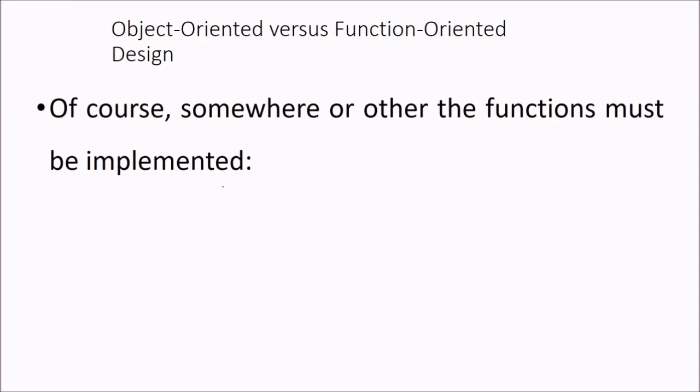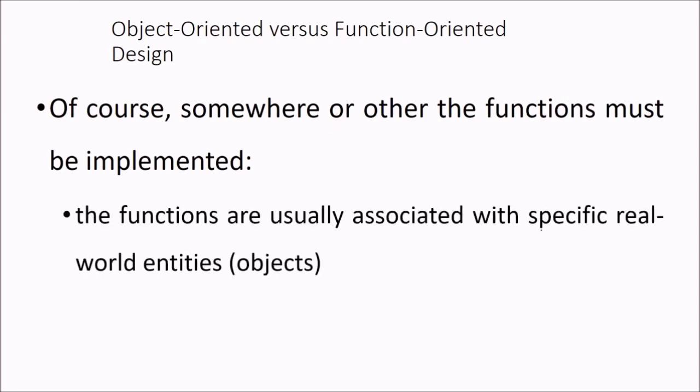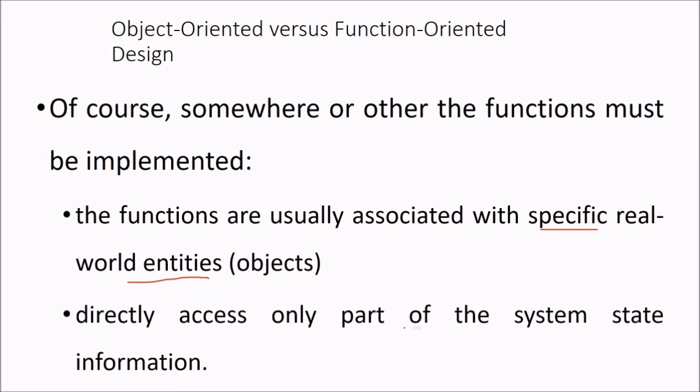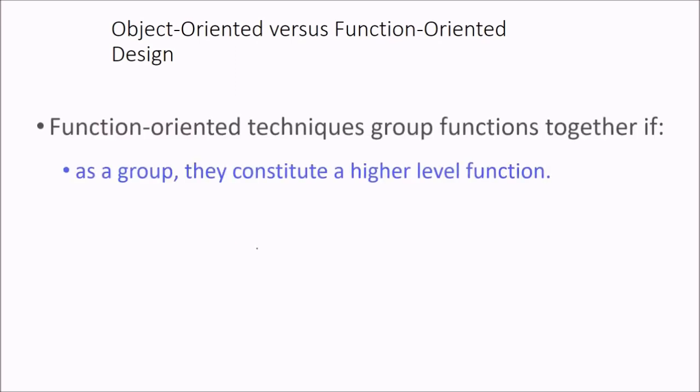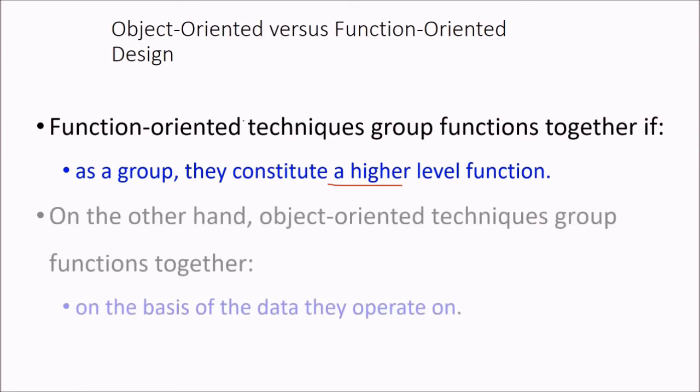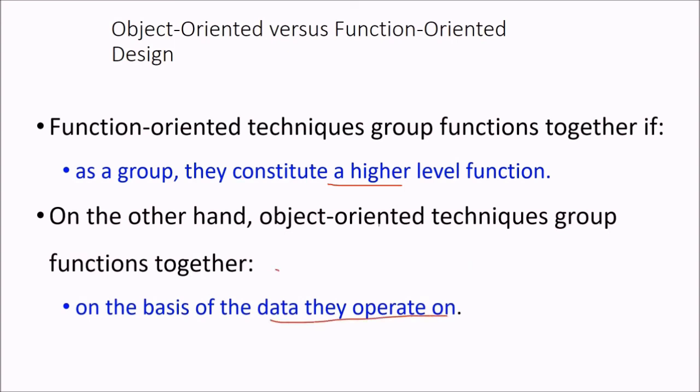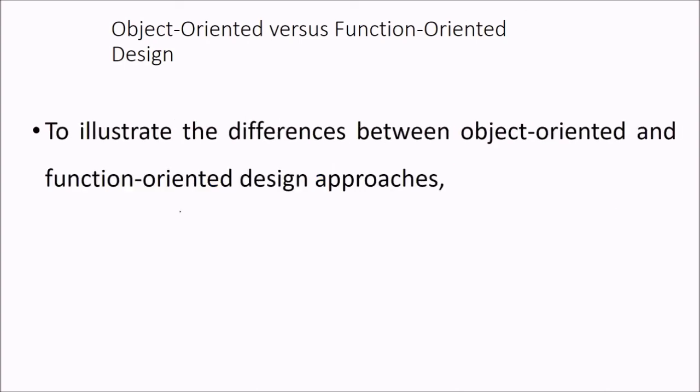Somewhere or the other, the functions must be implemented. So the functions are usually associated with specific real-world entities, which are called objects, and they directly access only part of the system state information. Function-oriented techniques group functions together if, as a group, they constitute a high-level function. But in object-oriented techniques, functions are grouped together on the basis of the data which they operate on. Not on the functions, but on the data they operate on.